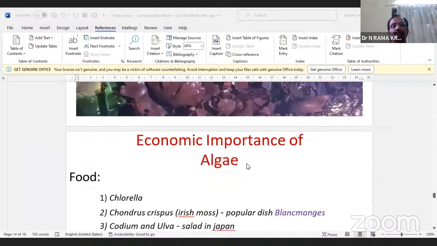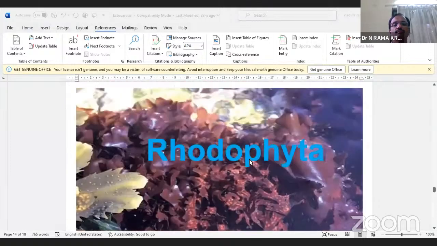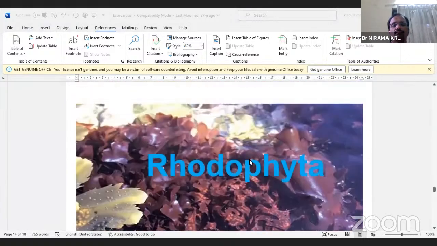So now we are going to the details of rhodophytic algae. Here two examples are there: one is Porphyra, and the next one is Gracilaria. Now, what type of vegetative structure does Porphyra have? We are giving the comparison. The thallus has a holdfast above.